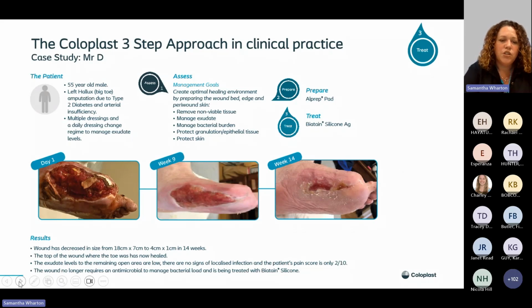The top of the wound where the toe was now healed. The exudate level to the remaining open areas are low. There's no signs of localized infection, and the patient's pain score was only 2 out of 10 once the wound was progressing. The wound no longer required an antimicrobial to manage the bacterial load, and it was being treated with Biatain Silicone. So it's just a good example of where doing that really simplified approach of assess, prepare, treat, manage this very complex patient to heal.